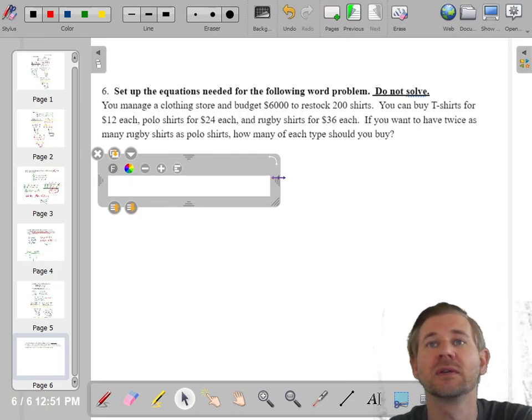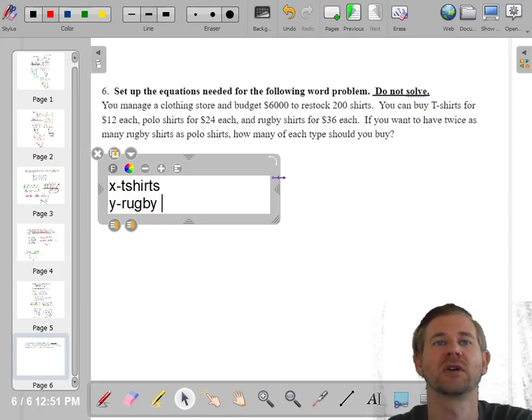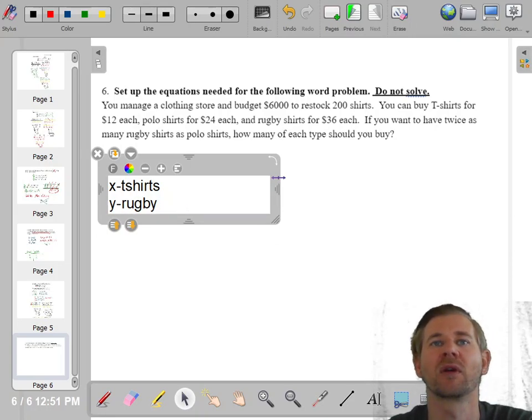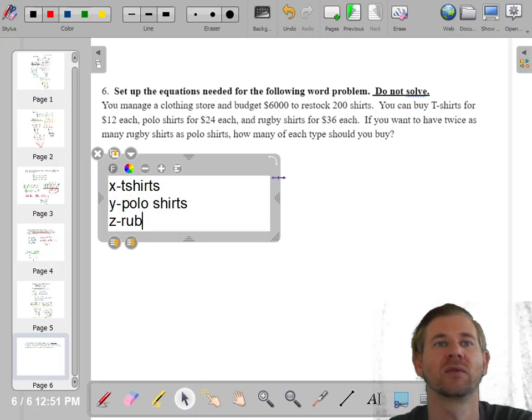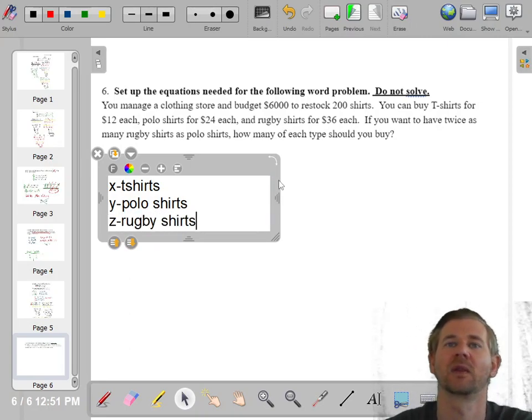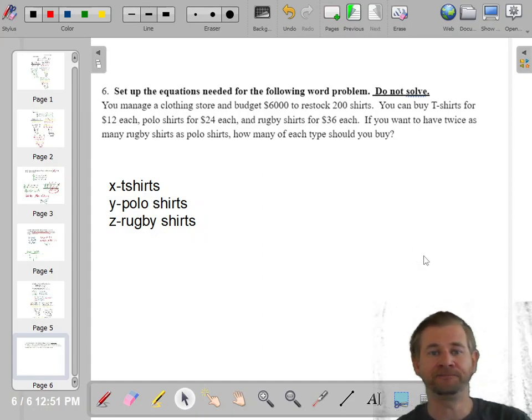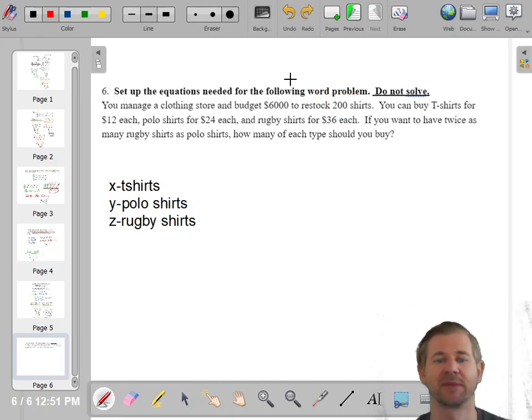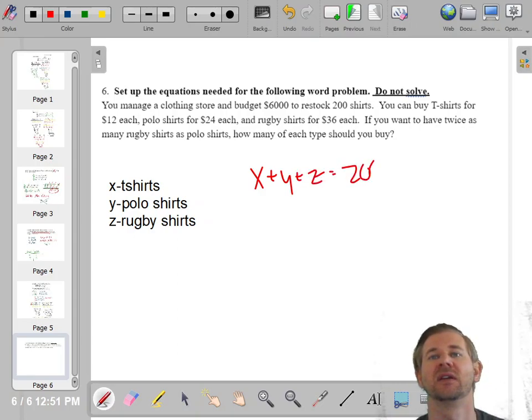Let's see. Clothing store, restock shirts: t-shirts, polo shirts, and rugby shirts. So let's say X is t-shirts, Y is polo shirts, and Z will be rugby shirts. Wait, I want to put them in the right order. T-shirts, polo shirts, and then Z will be rugby shirts. Okay. So it says, first of all, we restock 200 shirts. It doesn't matter what kind of shirts they are. X plus Y plus Z is 200.